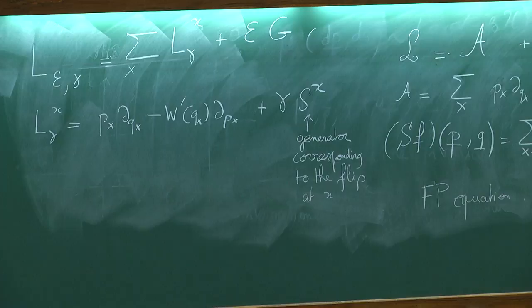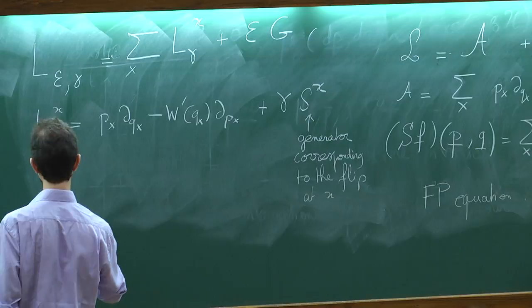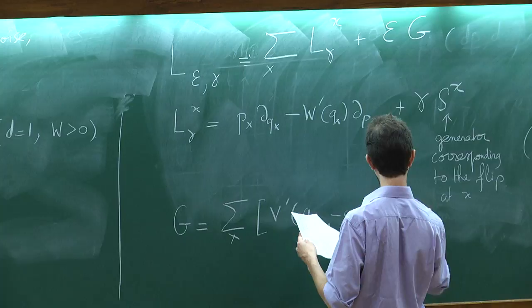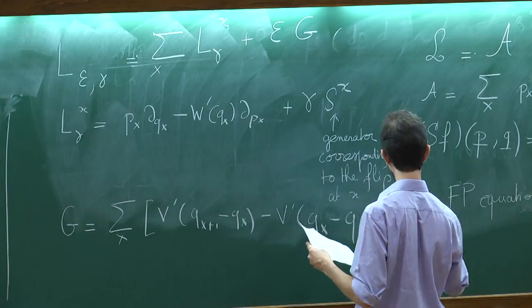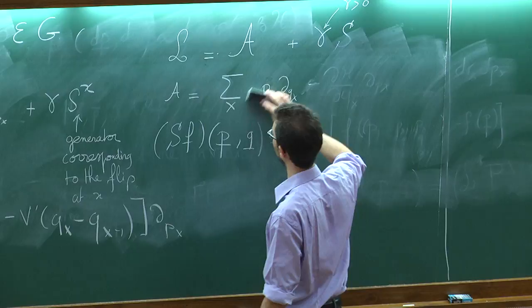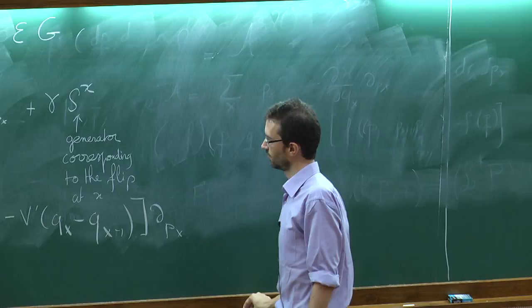And then you have a G, which is the interaction potential, which is just given by the sum over x of V prime of q_{x+1} minus q_x minus V prime of q_x minus q_{x-1}, times dp_x. Okay, so this is the generator corresponding to the interaction between particles. When you don't have any coupling, the dynamics is just composed of independent dynamics. And then you start to put some interaction between particles.